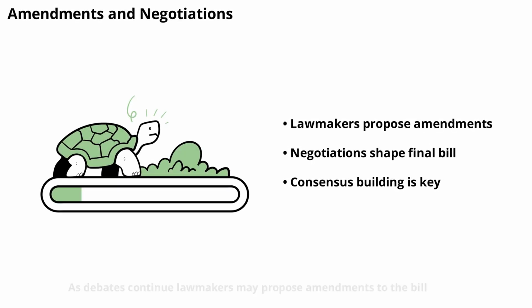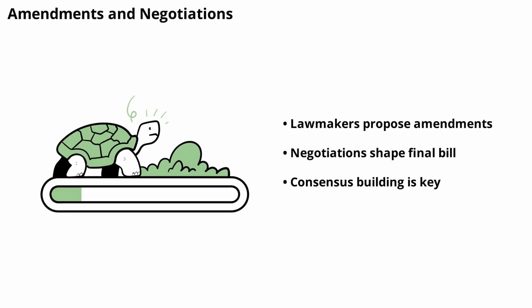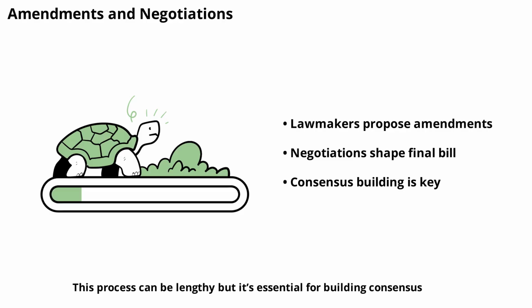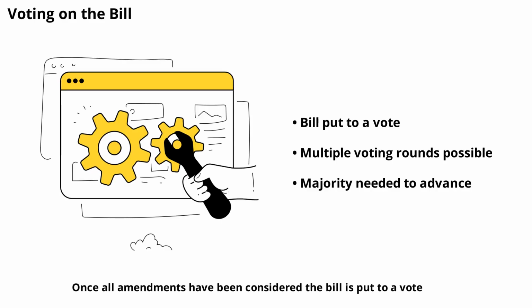As debates continue, lawmakers may propose amendments to the bill. These changes can address concerns, clarify language, or adjust funding. Negotiations between different political parties and interest groups are common, as everyone works to shape the bill into its final form. This process can be lengthy, but it's essential for building consensus and ensuring the program has broad support. The end result is often a compromise that balances various interests. Once all amendments have been considered, the bill is put to a vote.